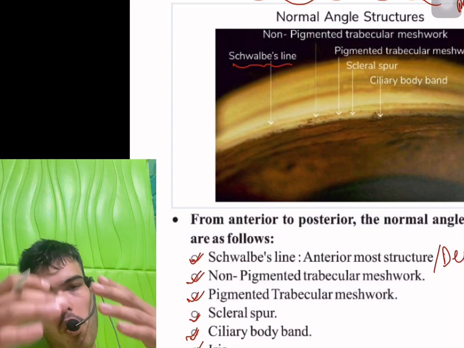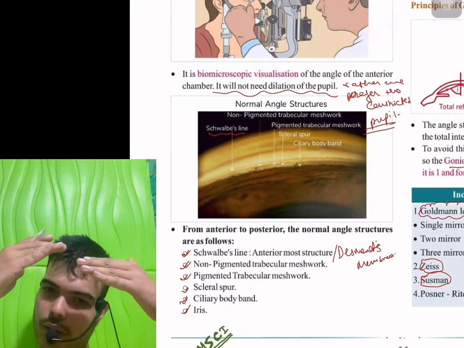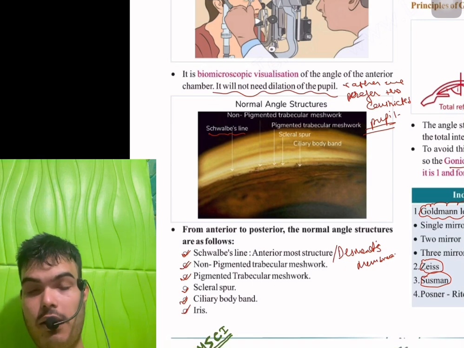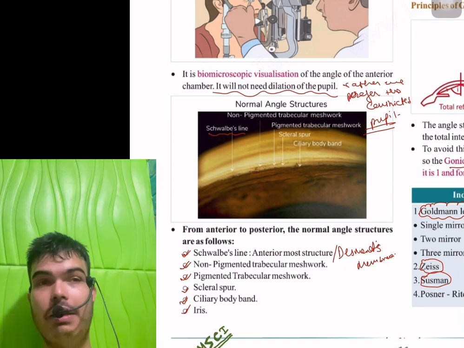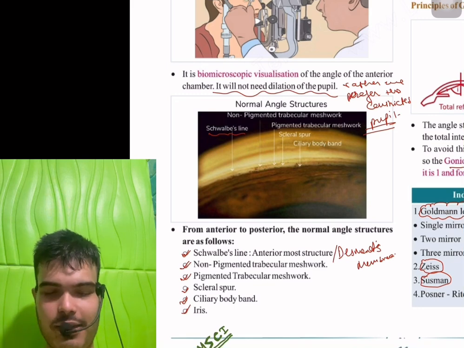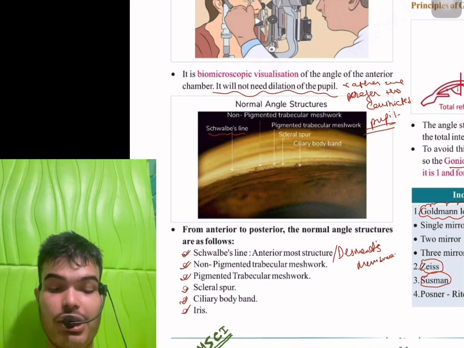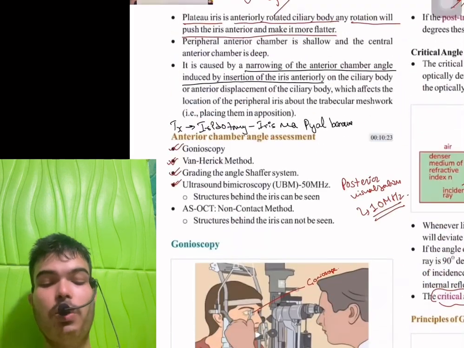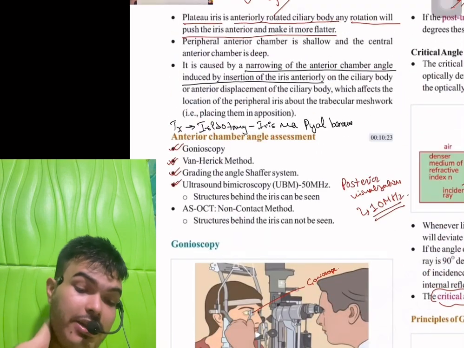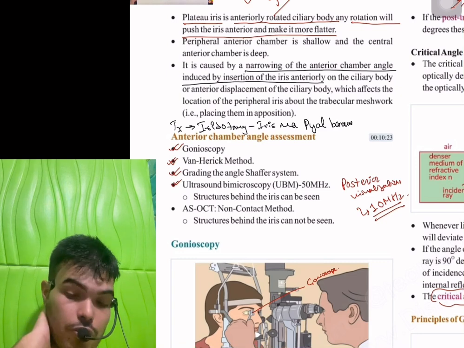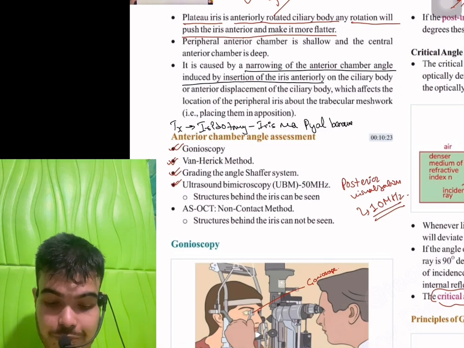If you are able to look at all the layers, excellent, the angle is all open. But if you are not able to see some layers, it is given by the Schaffer's grading system. There are other gradings also, like Schaffer's, Van Herick, right? With USG biomicroscopy examination, structures behind the iris can be seen, right? And you can also do anterior segment optical coherence tomography.